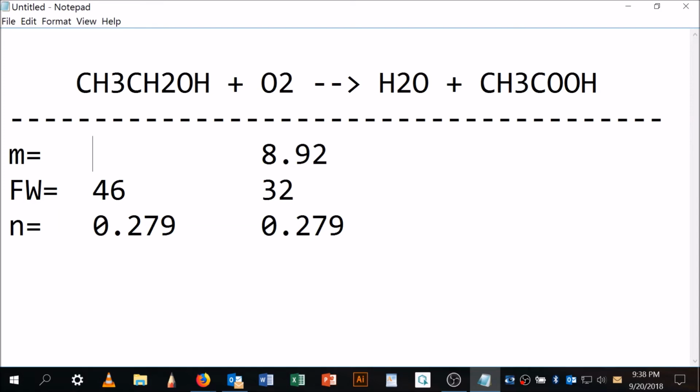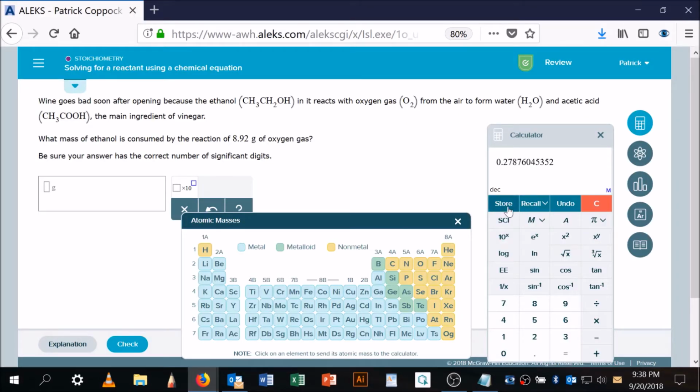And now all I've got to do is calculate the mass from that. Okay, so it's 0.279, which I still have in my calculator, and 46, which I still have in my calculator. It's the product of those two. Let me pull that calculator up. I think I stored that. It's 46 times 0.279, which gives me 12.842. Now we got to go back and say how many sig figs it is. There's my number. Let's store that.